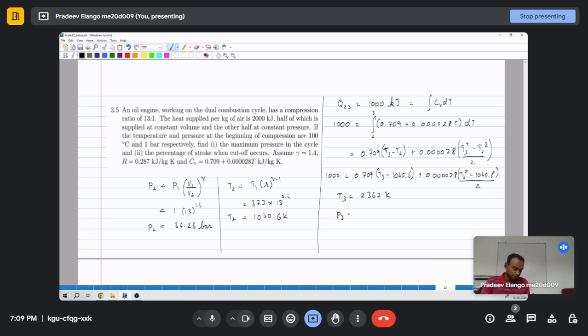So using this we can calculate the pressure. P3 can be written as P2 into T3 by T2. P2 is 36.26 bar, T3 is 2362 and T2 is 1040.6. So this is the maximum pressure in the cycle, that is 82.3 bar.